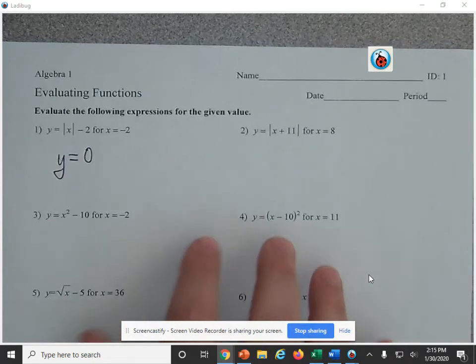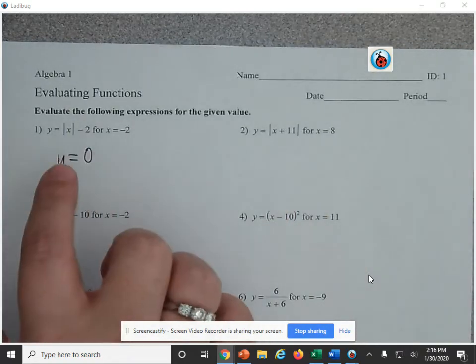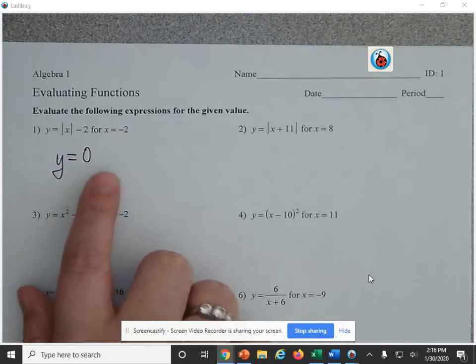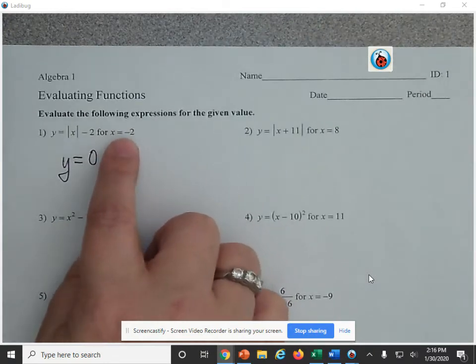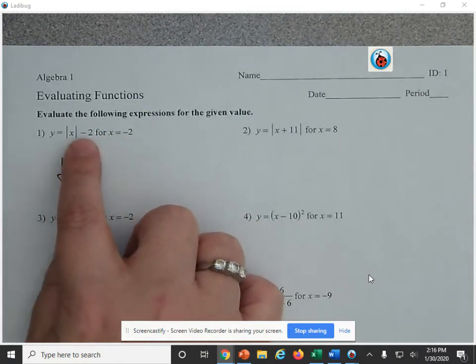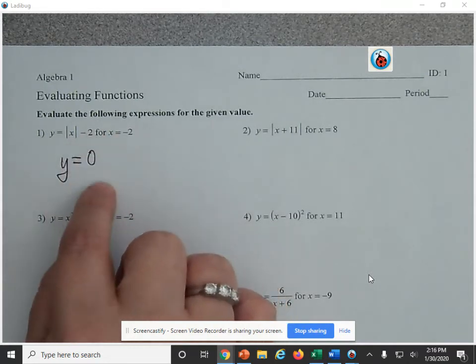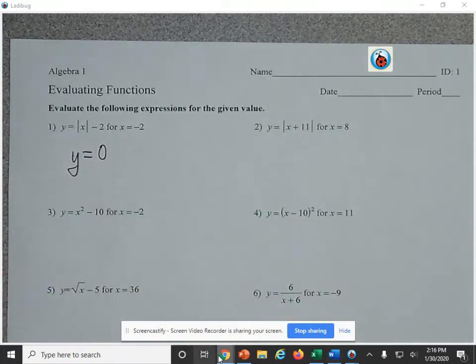And then I'm going to show you how to use Desmos and not do any work and just be able to say, okay, the answer is y equals 0. Because Desmos is capable of taking x equals -2 and evaluating it, meaning plug in -2, find the answer, and get y equals 0. All right, so I'm going to switch over here to Desmos.